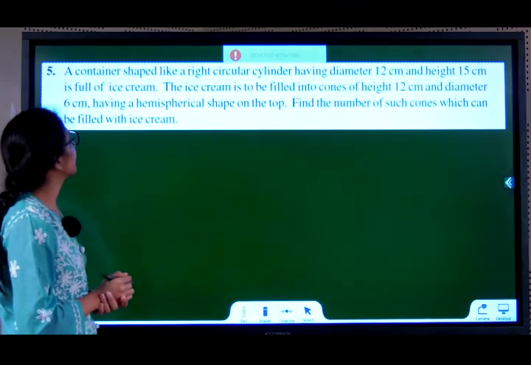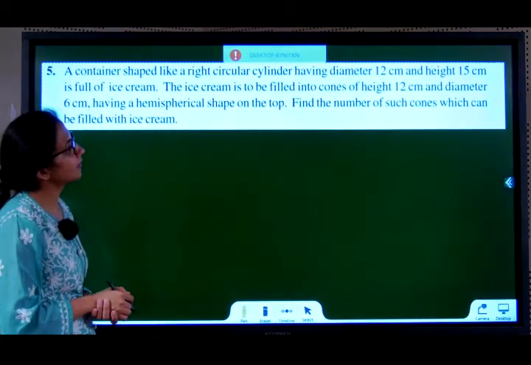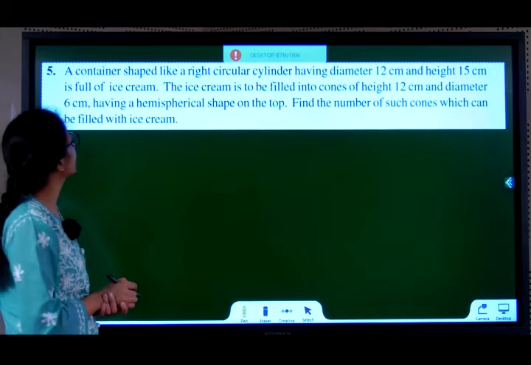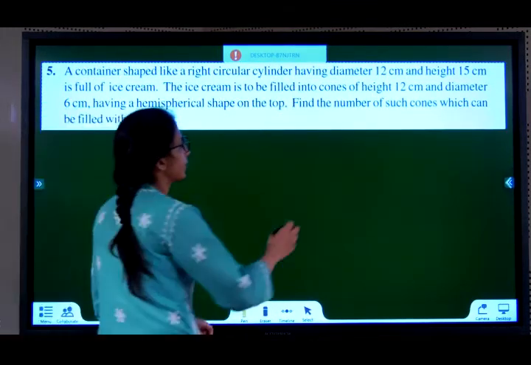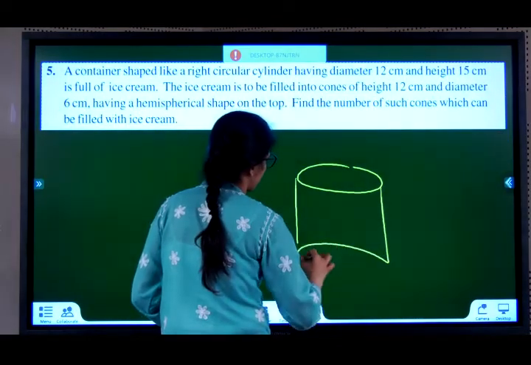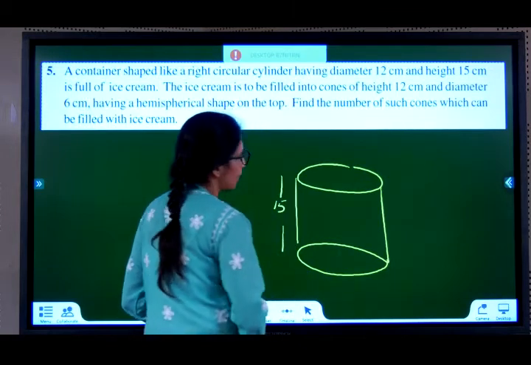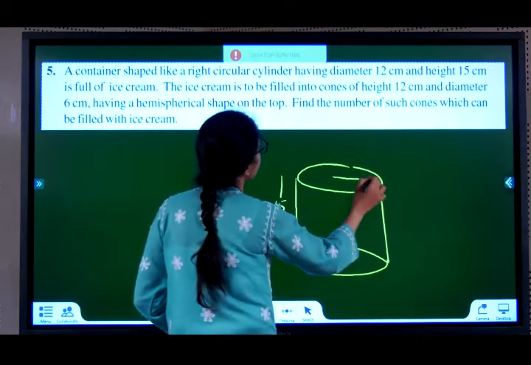Question 5. A container shaped like a right circular cylinder having diameter 12 centimeter and height 15 centimeters full of ice cream. So we have a cylinder here whose height is 15 centimeter, diameter is 12, so radius is 6.